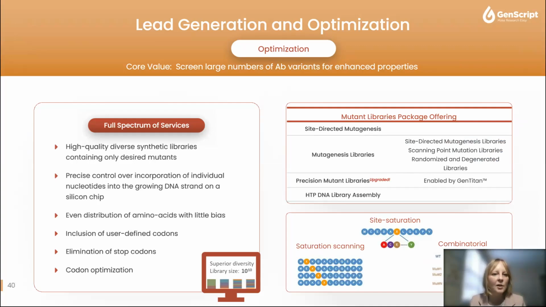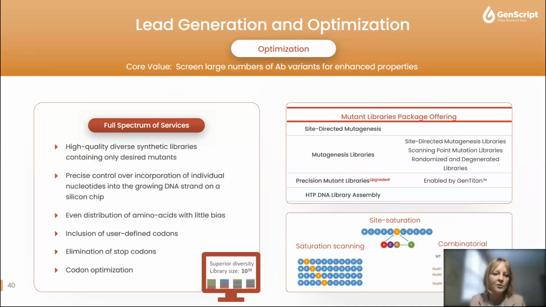Lead generation and optimization in antibody drug development often involves the exploration of improved characteristics of the antibody. Our mutant libraries offer a comprehensive collection of pre-designed or custom-designed variant libraries that cover a wide range of mutation types. These libraries provide the ability to screen large numbers of antibody variants to identify leads with enhanced binding affinity, specificity, stability, and other desired properties.